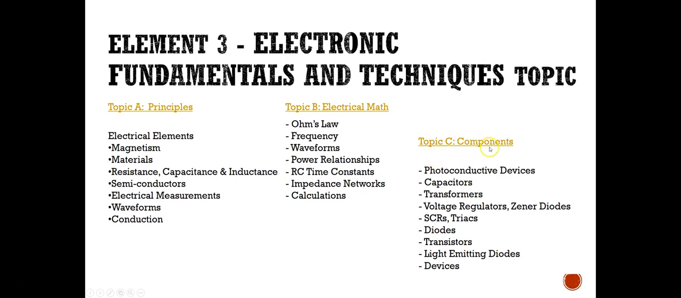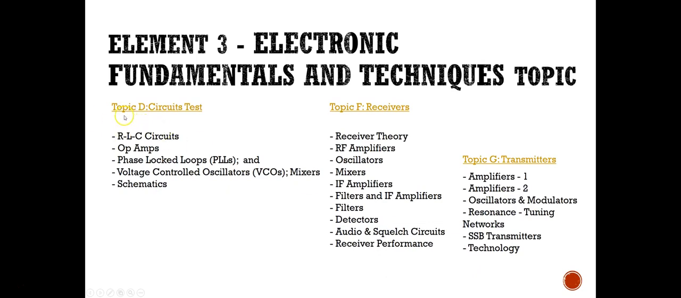In topic C, which includes components, you should be familiar with photoconductive device, capacitors, transformers, voltage regulators, Zener diode, SCRs, triacs, diodes, transistor, LEDs, devices. In topic D, you should be familiar with circuit tests like RLC circuits, op-amps, PLL, voltage control oscillators, schematics. In topic F, you should be familiar with the receivers, which include receiver theory, RF amplifiers, oscillators, mixers, IF amplifiers, filters, detectors, audio and sequence circuit, squelch circuit, receiver performance.